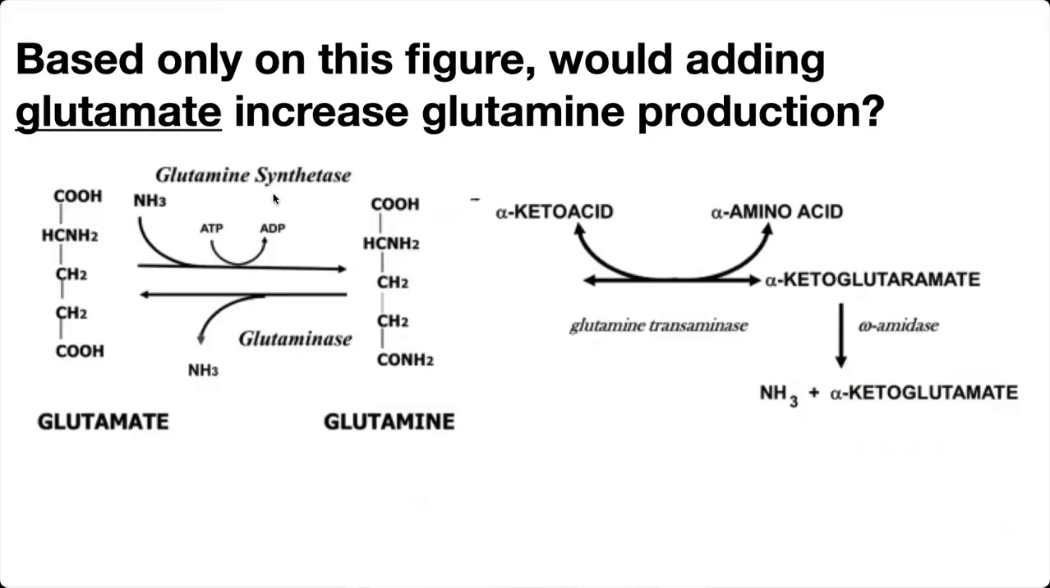Based only on this figure, would adding glutamate increase glutamine production? So if we add glutamate, would we make more glutamine? Let's look at how we get from glutamate to glutamine. We can see that we can make it with this glutamine synthetase. If we add more of our reactant, go to Le Chatelier, we're going to make more product. In this case, we aren't told anything about enzyme regulation, so just imagine that these enzymes are all active. So if we add more of the reactant, we're going to make more of the product. So yes, this would at least temporarily increase glutamine production.